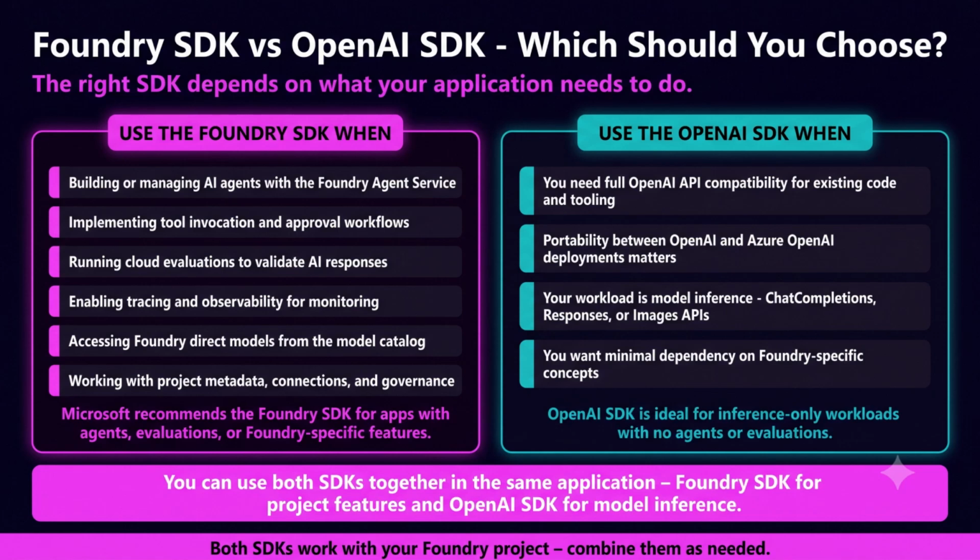And here is something important to know for the exam. You are not forced to pick just one. You can use both SDKs together in the same application. A common pattern is to use the Foundry SDK and its AI project client for project level features like agents and evaluations. Then call Get OpenAI client on it to hand off to an OpenAI compatible client for the actual model inference. Both approaches work with your Foundry project, and combining them gives you the best of both worlds.